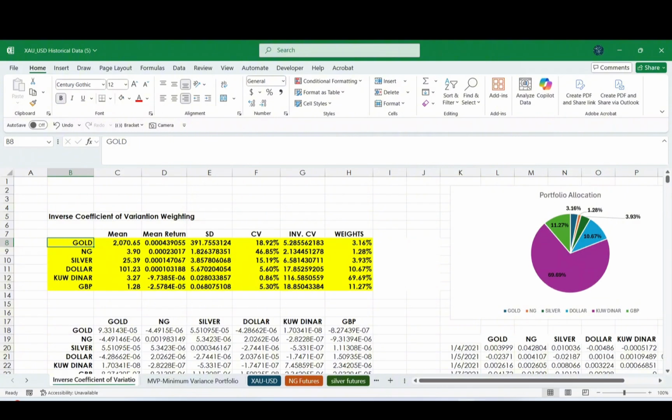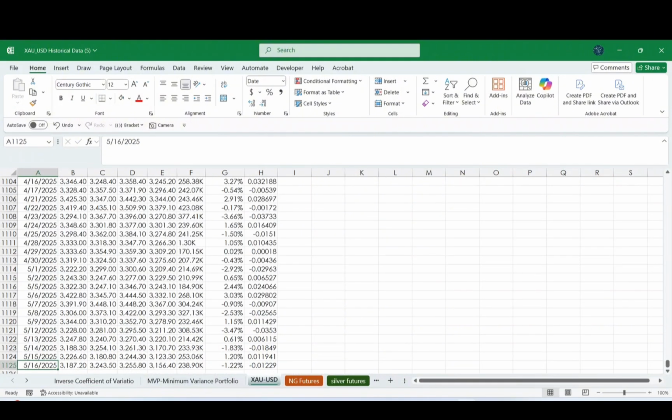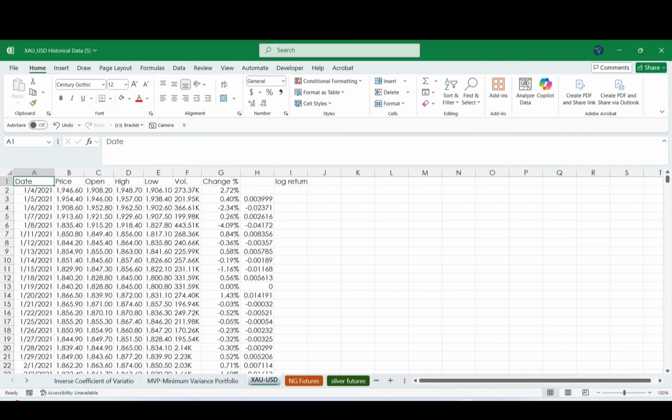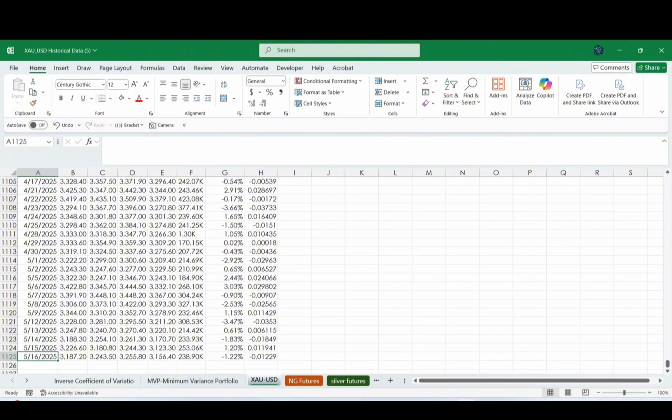So, suppose I have 5 assets and I want to allocate the capital that I have for investment. And how should I allocate the capital, based on what? First of all, I downloaded the historical values of gold, from the 4th of January 2021 until the 16th of May 2025.